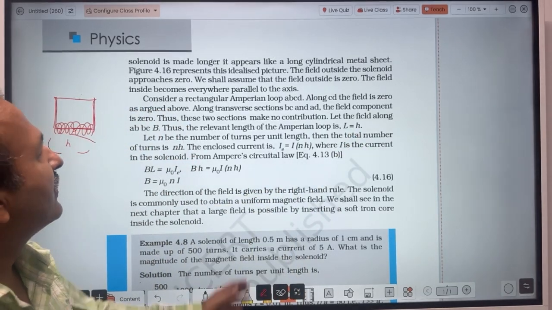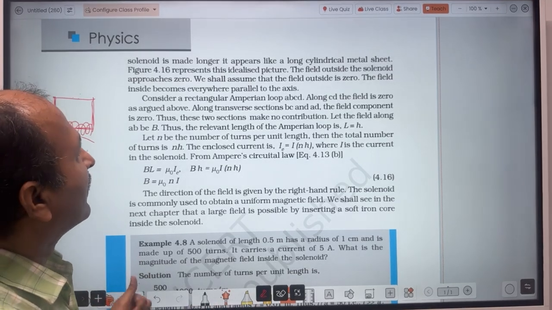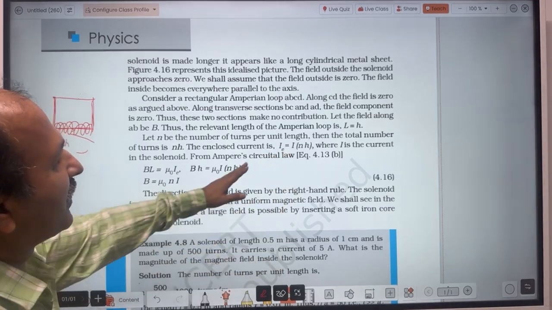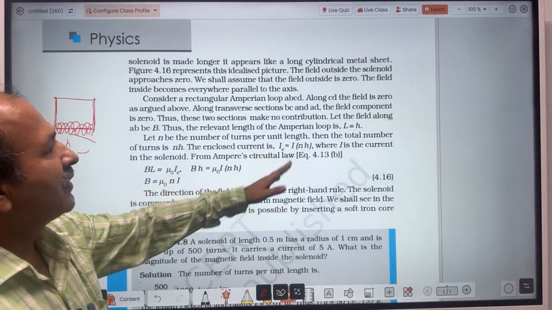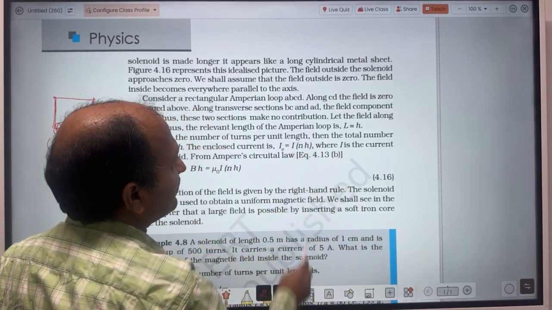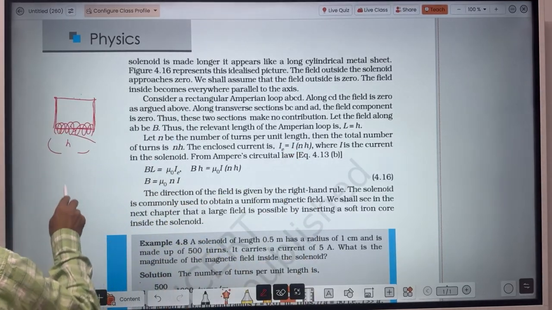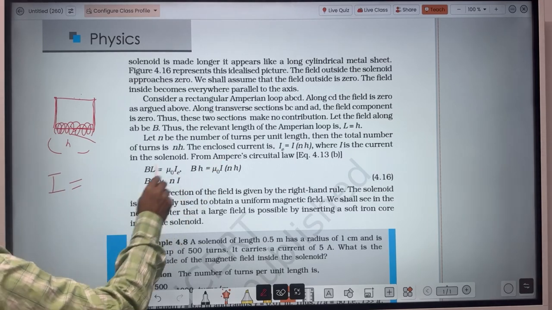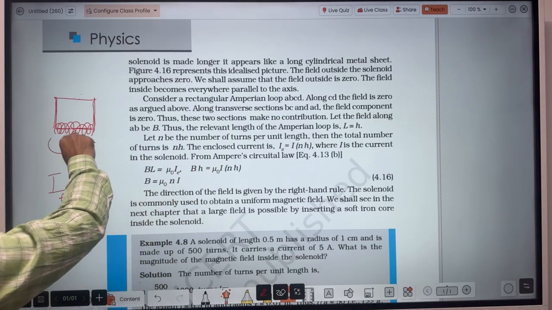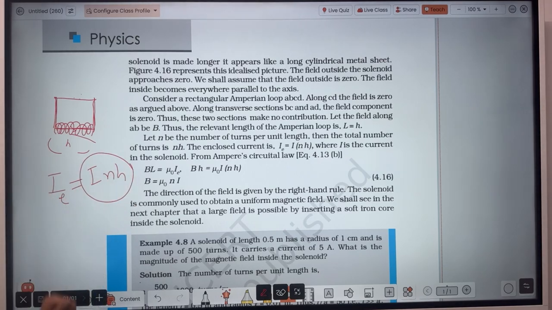So you will get the total number of turns, and then you have to find out the current, because Ampere's circuital law is used when the loop is enclosing certain current. So here the current enclosed will be I_e, and if I is the current in one single turn and there are nh turns, then the total current will be I times nh. You have understood? I think so. You have got the total current. So I_e, let's write it: I is the current in one turn and the total turns are n into h. So this will be the current, right?